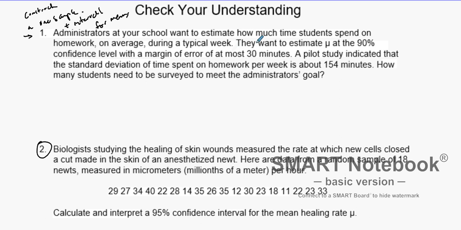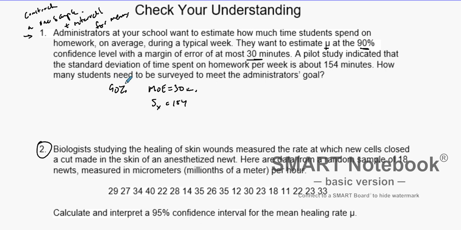The administrator of your school wants to estimate how much time students spend on homework on average during a typical week. They want to estimate the mean at a 90% confidence level with a margin of error of 30 minutes. So we have a confidence level of 90%, a margin of error of 30 minutes, and the pilot study indicates that the standard deviation of time spent on homework per week is about 154 minutes. So this is our observed standard deviation from our pilot experiment.